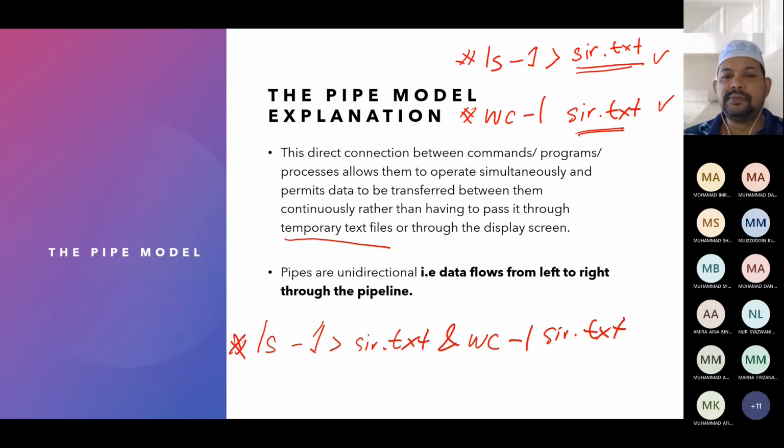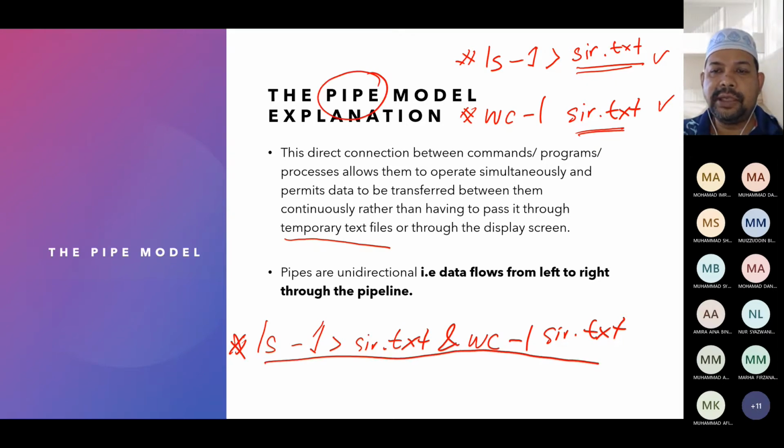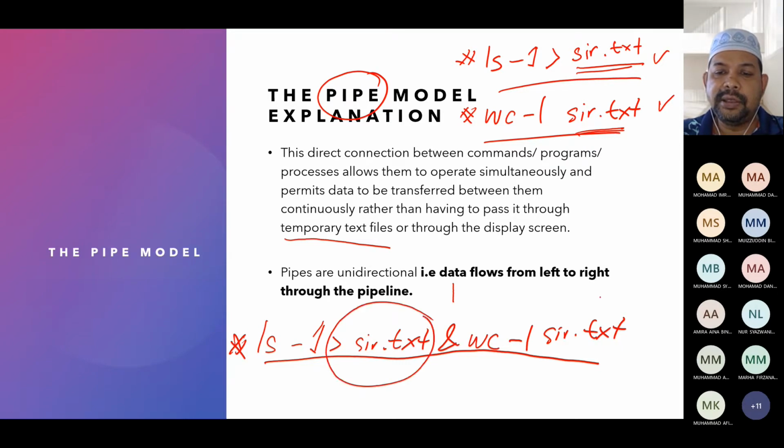Alright. So, kita pakai pipe ni tak perlu susah-susah panjang macam ni kan. Simple je. Pakai tanda ampersand ni tukar dengan pipe, and then text file ni dah tak perlu.